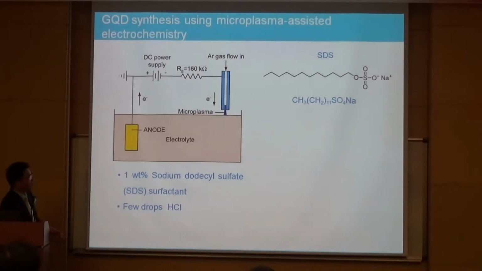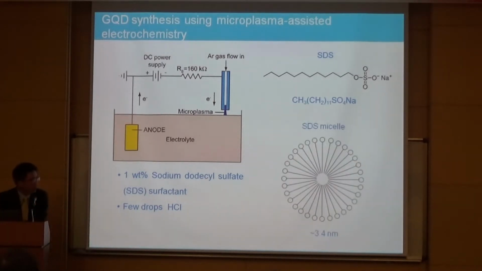And finally we found one recipe that works, which is using sodium dodecyl sulfate, SDS. This is a very common surfactant you can find in your lab, also in your bleach. And this is the chemical structure of the SDS. This is a typical surfactant structure. We use this surfactant at a concentration of about 1% dissolved in DI water. And we use a few drops of HCl to increase the solution conductivity so that we can have the plasma.